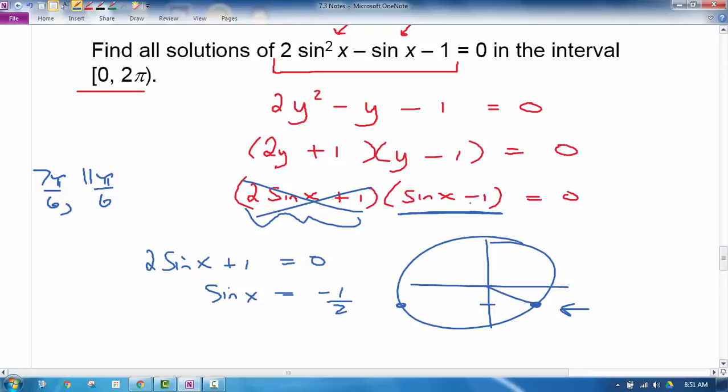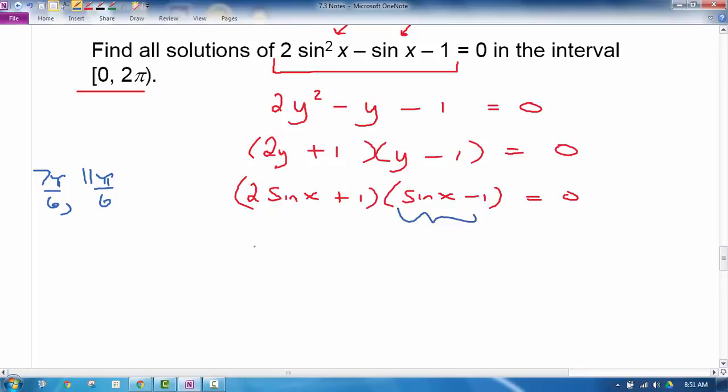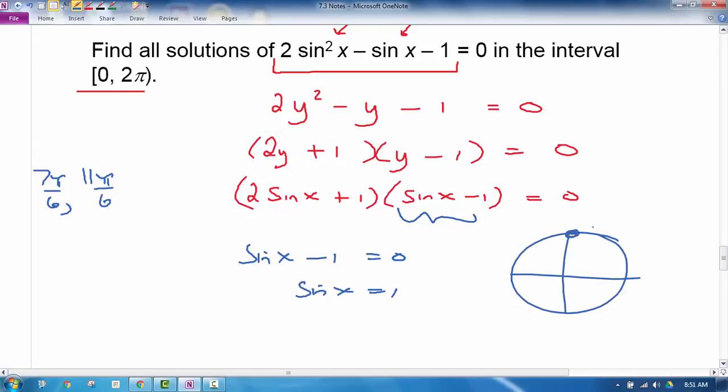So let's now solve the second one. So we're going to set this part equal to 0. Sine of x minus 1 equals 0. Add 1 to both sides, and we're looking for where the sine is equal to 1. Well, the sine's equal to 1 only in one spot, and it's right there at pi over 2. So I can add that pi over 2 where the y value is equal to 1, and those are my solutions.